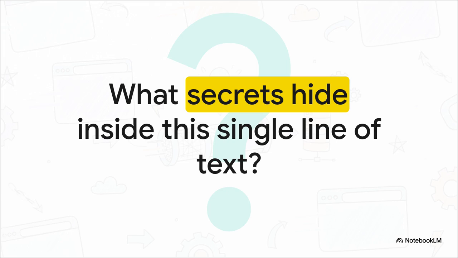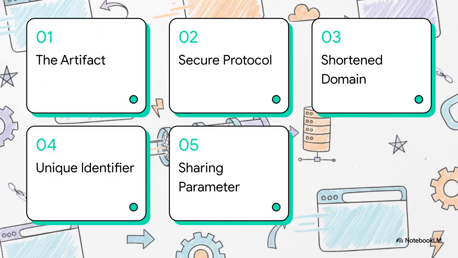We copy and paste these things every single day, completely on autopilot. But for this explainer, we're treating this text like a biological specimen. We're putting it under the microscope, meticulously examining it from left to right, and figuring out exactly what it's doing behind the scenes, character by character. To do this, we'll follow a quick 5-part breakdown: the artifact itself, the secure protocol, the shortened domain, the unique identifier, and finally, the sharing parameter.